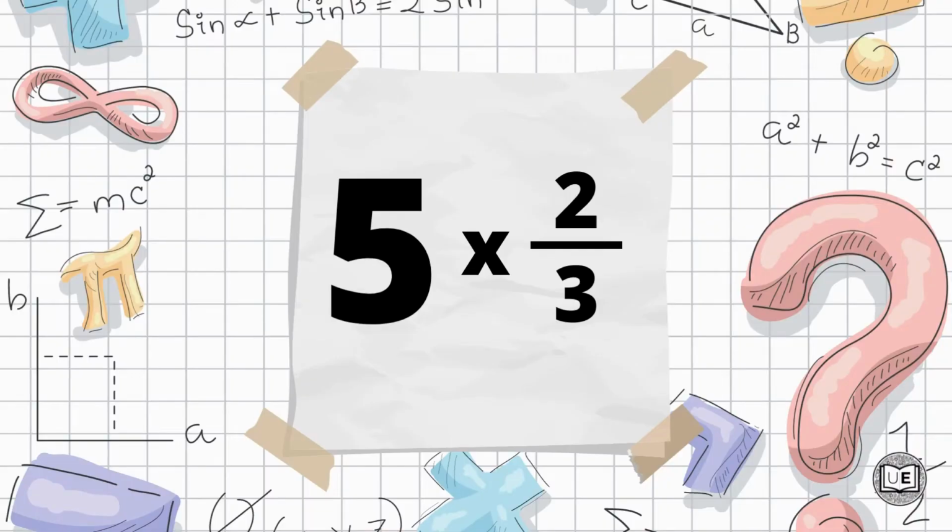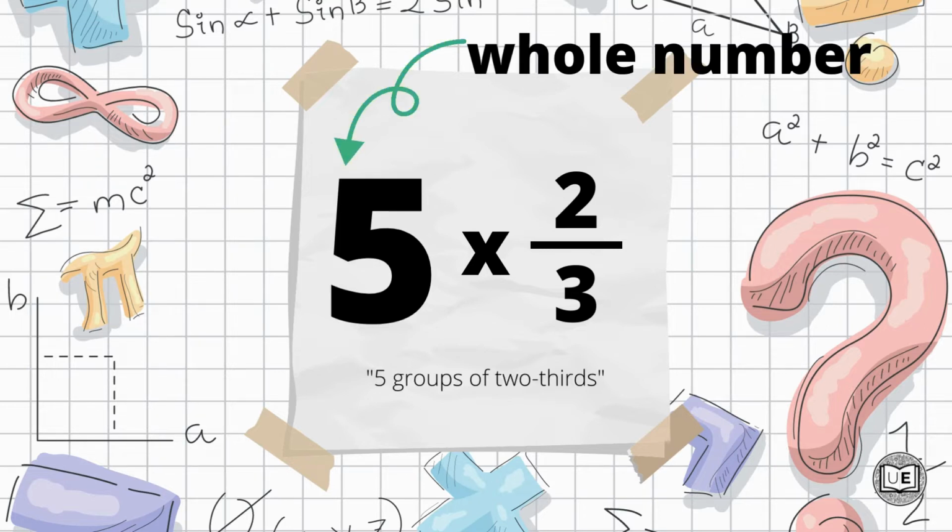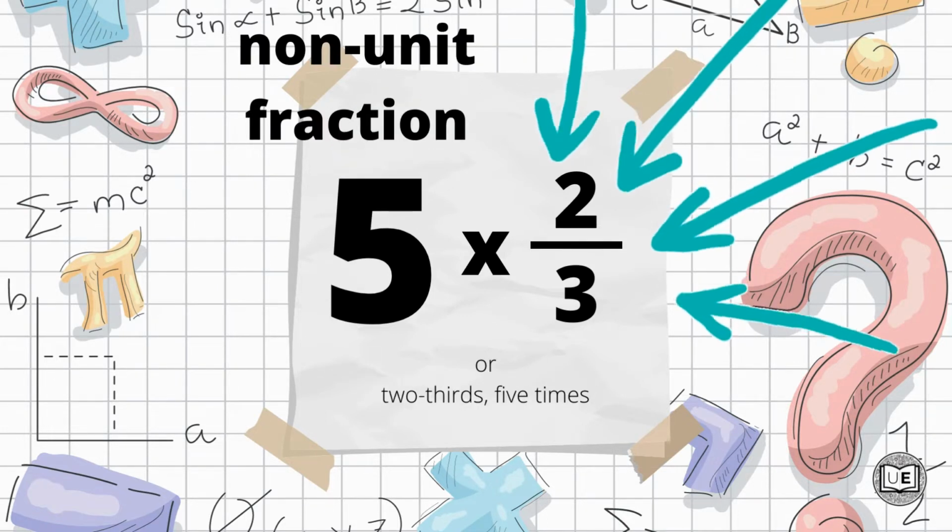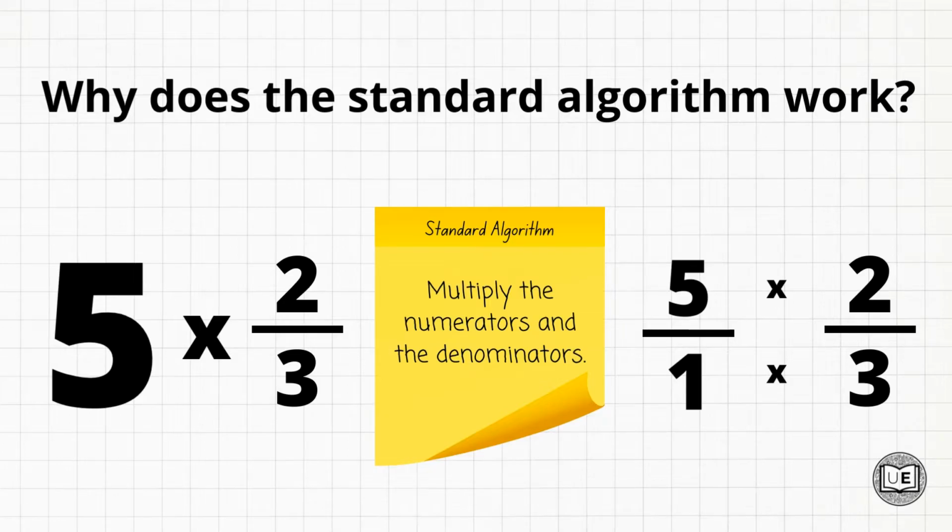So let's dive in. The problem we're going to be solving today is 5 times 2/3. In other words, a whole number times a non-unit fraction, 5 groups of 2/3. Now, a non-unit fraction meaning any fraction where the numerator is not 1. We're also iterating here. We're saying 2/3 5 times.